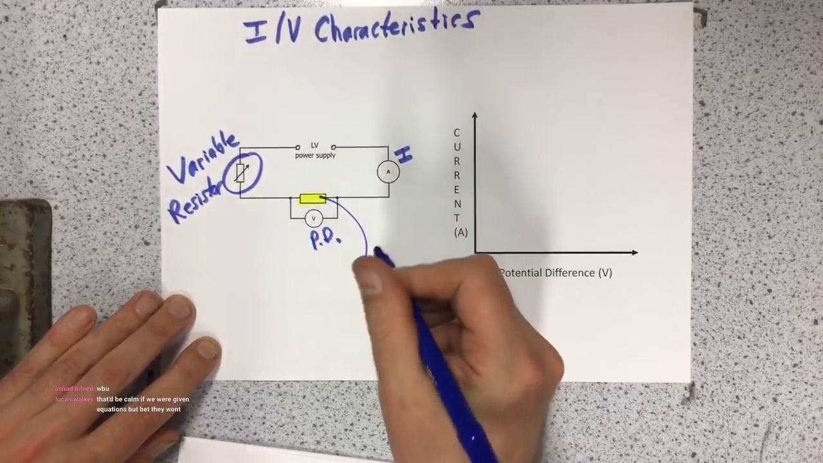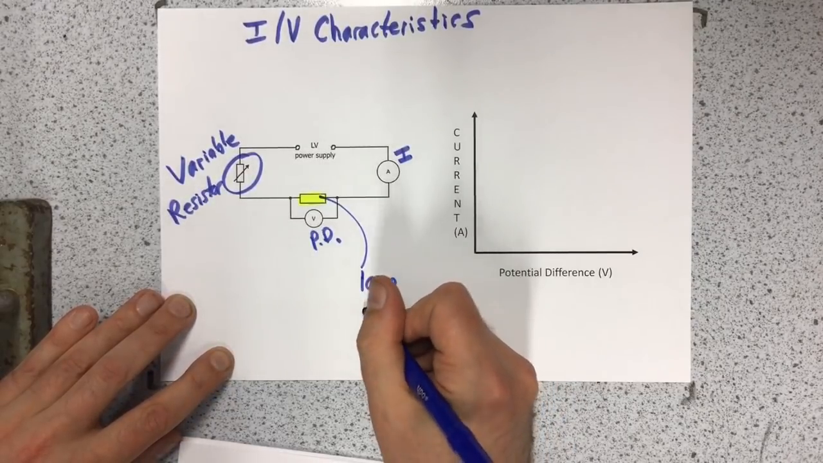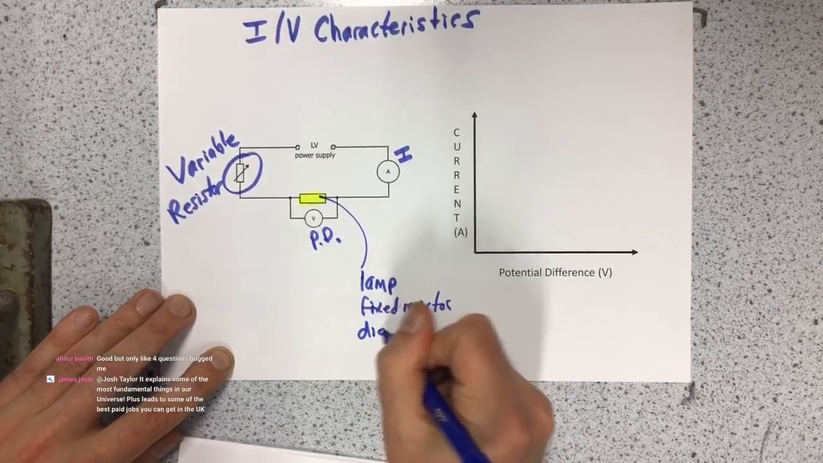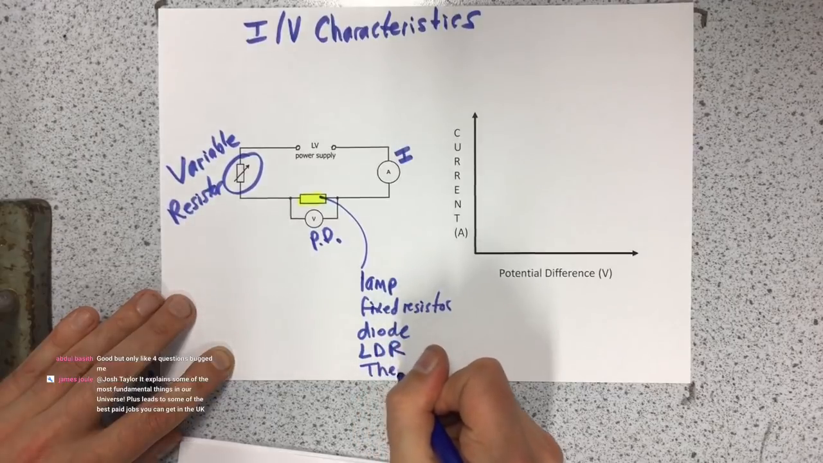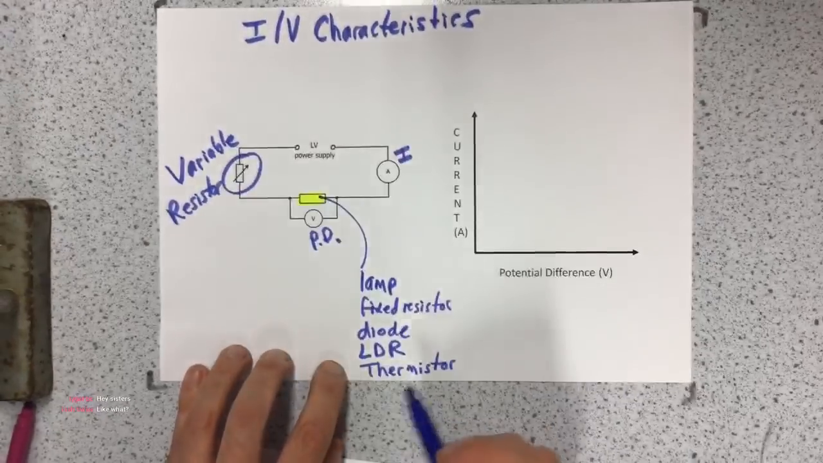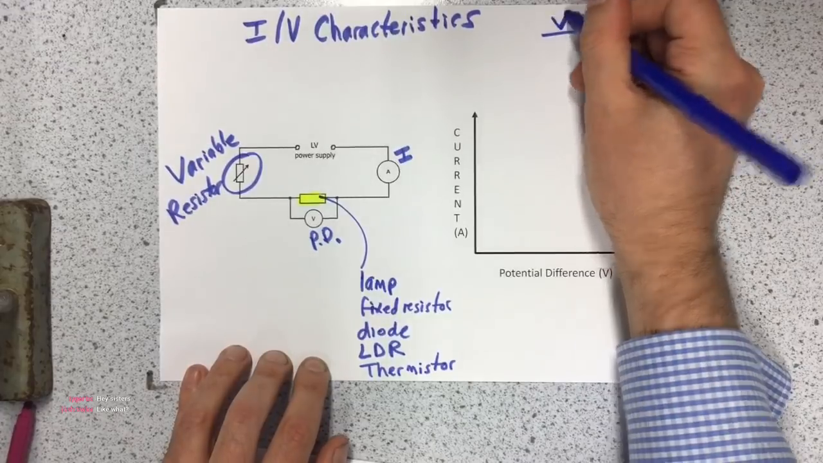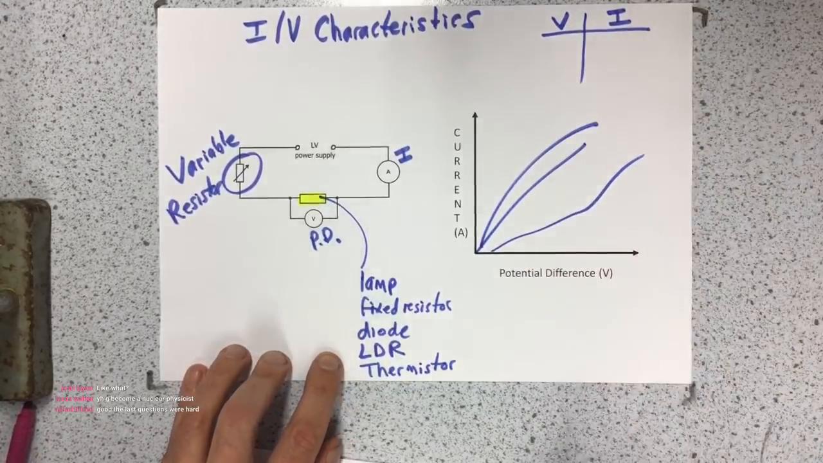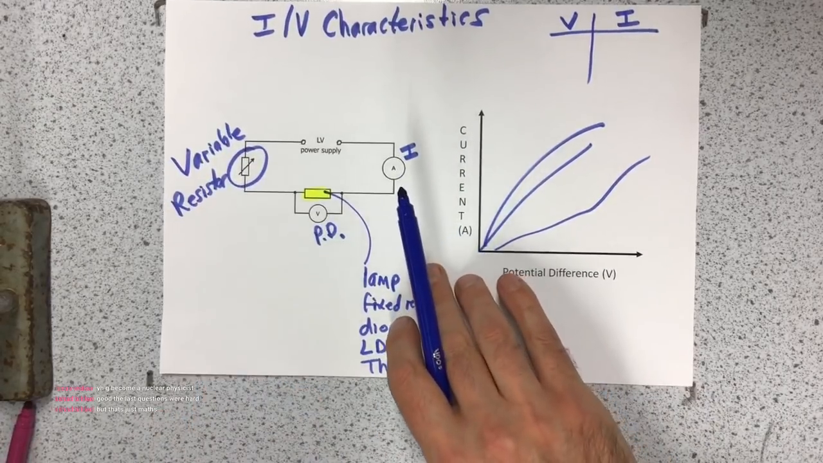It's dead straightforward. You put your component in. That can be a lamp. It could be a fixed resistor. But it could also be a diode. It could be an LDR, a light-dependent resistor, and it could be a thermistor. Okay. And what you will do is you would change the variable resistor, and you would record from the meters the voltage and the current, and you would put them on a graph and see what your outcome was. Okay, dead straightforward, very simple circuit. Remember, your ammeter's in series and your voltmeter is in parallel.